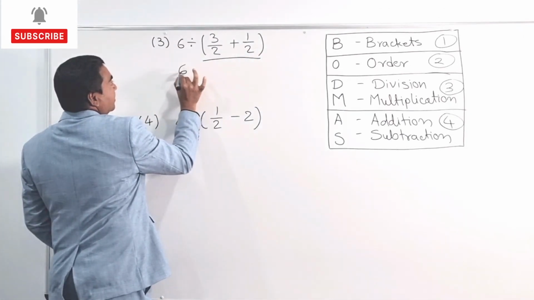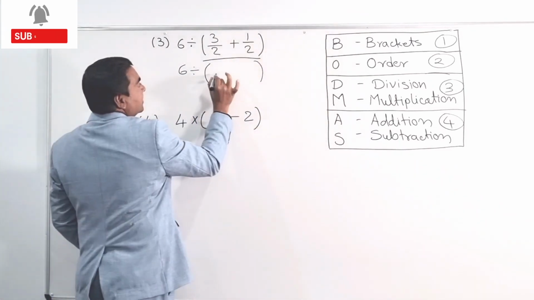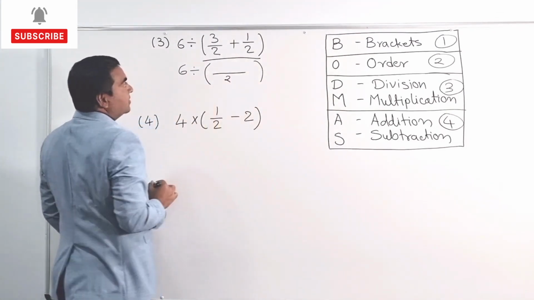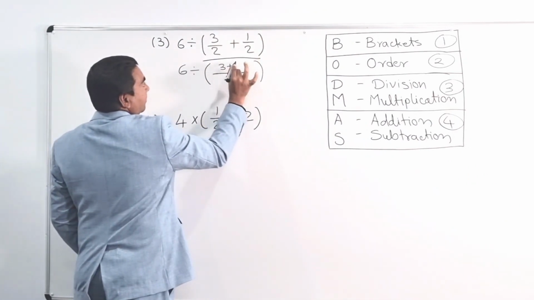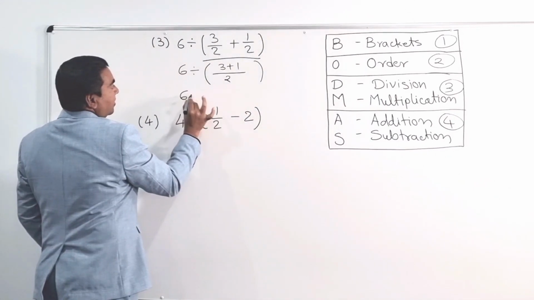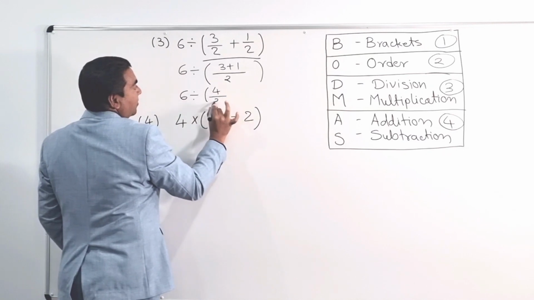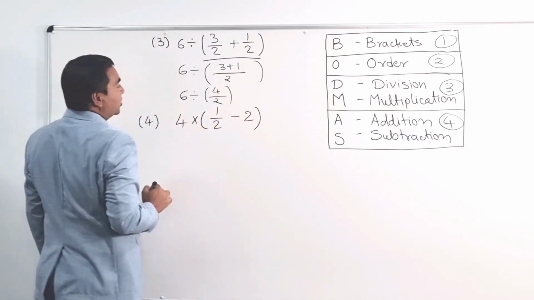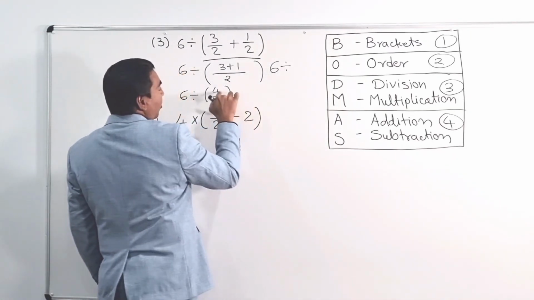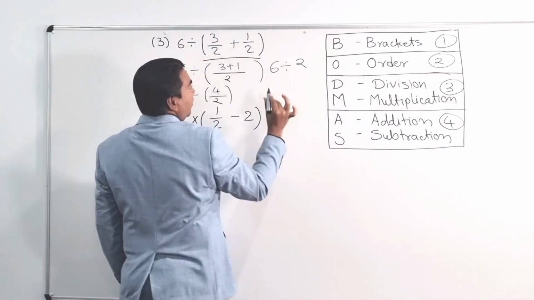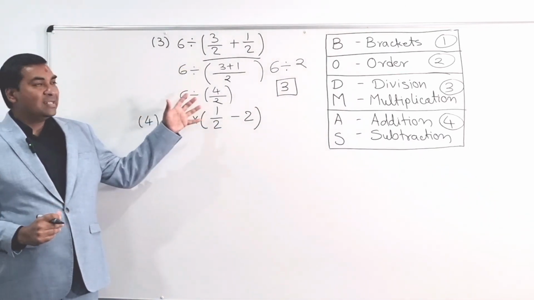So I'm going to do 6 divided by bracket. Because my denominator is already the same, I can just write down 2 as it is, and then on the top, I can do 3 plus 1. So that is going to be 6 divided by 4 over 2, since 3 plus 1 is 4. Now 4 divided by 2 is just 2. So I'll write down 6 divided by 2, which is going to be 3, my final answer. But we'll be doing only one step at a time.